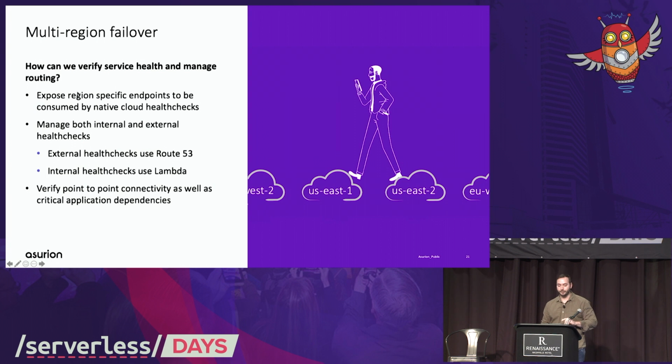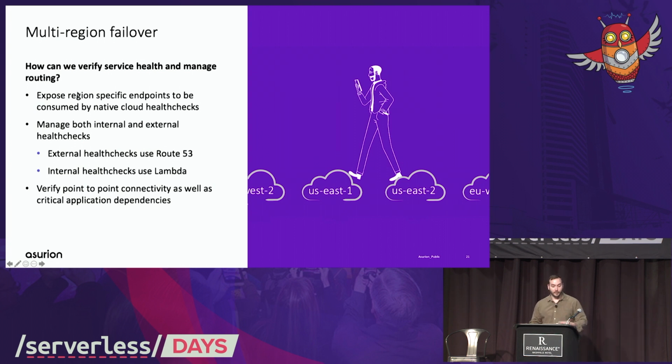talk to each other. And we said, okay, well, we need to consume internal and external health checks. So if it's external, we'll use Route 53. Route 53 is just DNS, okay, but it also has a health check system built into it. And if it's internal, we'll just write a Lambda. Let's use serverless to monitor our serverless.